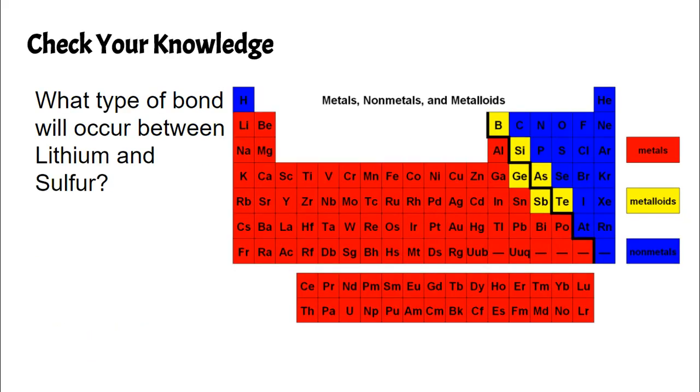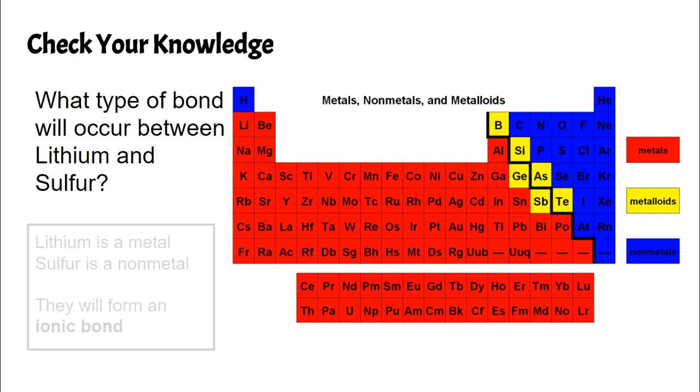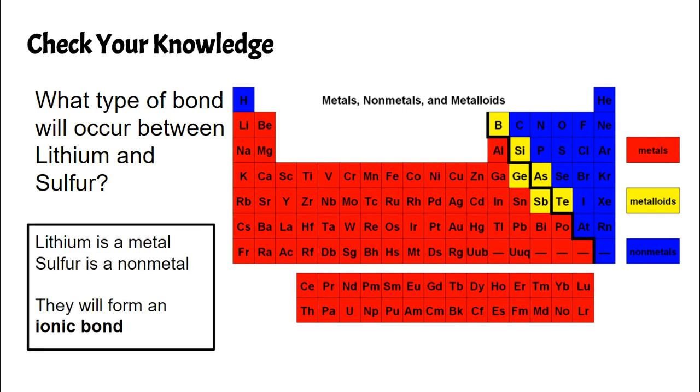Last knowledge check. So what type of bond will occur between lithium and sulfur? Take a second. So hopefully you looked at your periodic table, you said, lithium is a metal and sulfur is a nonmetal. When we have a metal plus a nonmetal, that is an ionic bond.